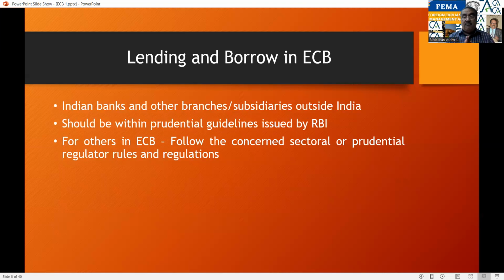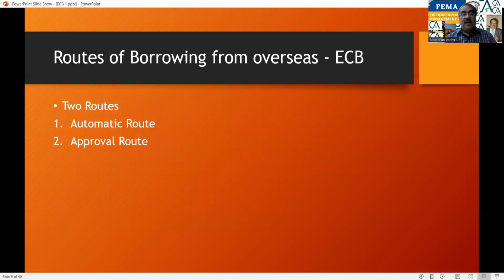And for others in ECB, that is, other than the banks and the branches outside India, the persons receiving the ECB have to follow the concerned sectoral or prudential regulators' rules and regulations. Then only they can lend and they can borrow in ECB.